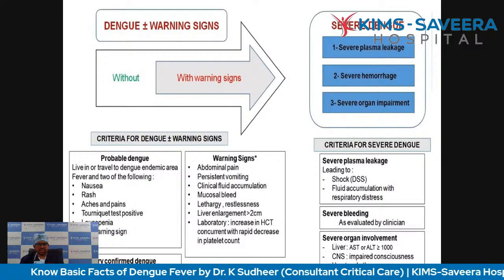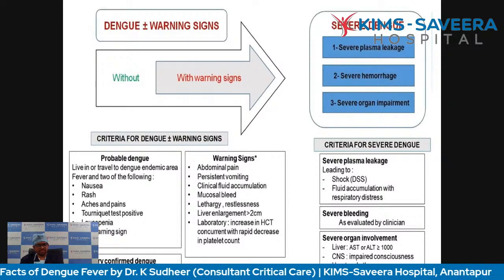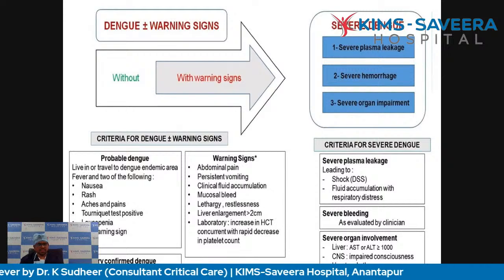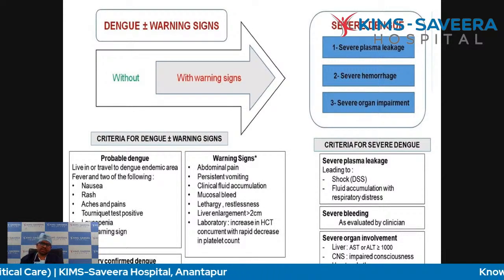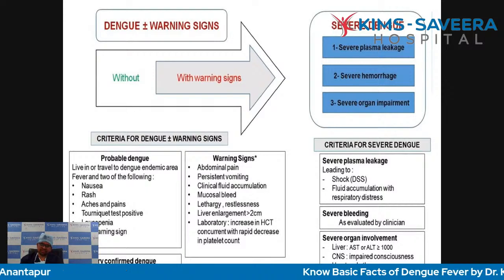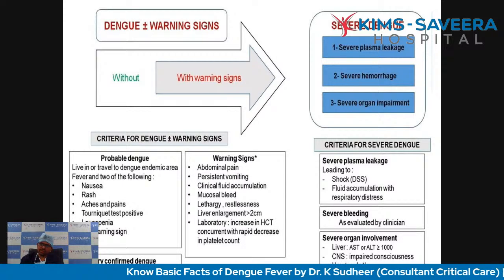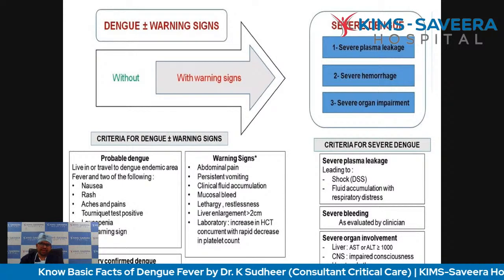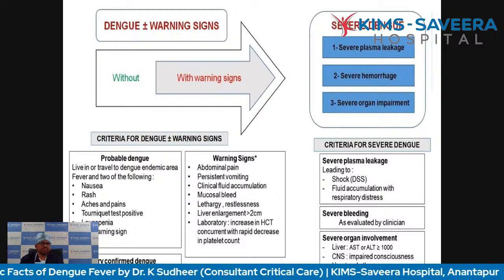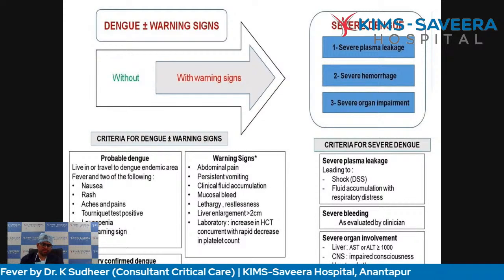To put it simply, we have three types: dengue, dengue with warning signs, and severe dengue. Dengue fever can be treated at home also if it is a simple fever. And watching for warning signs is more important to prevent death from dengue fever. So that is more important.